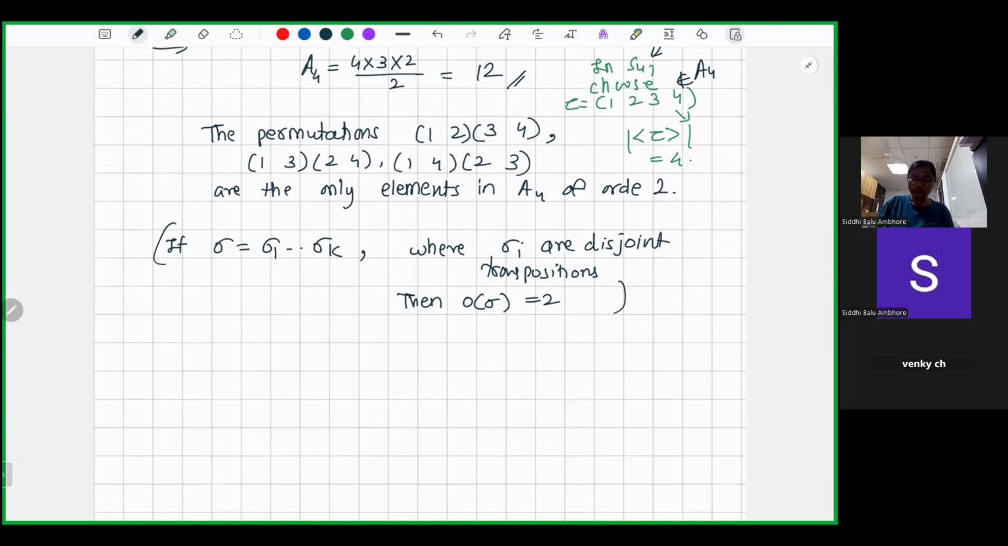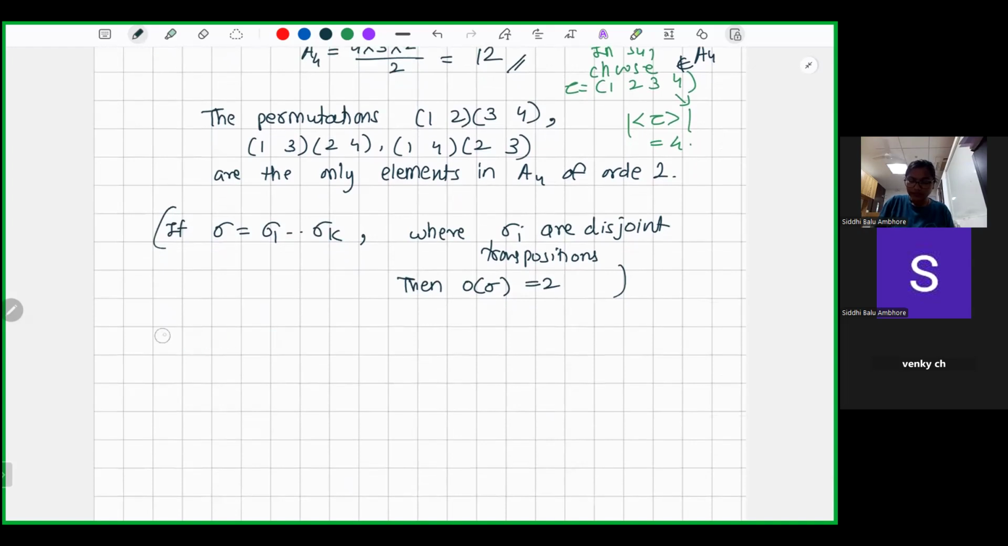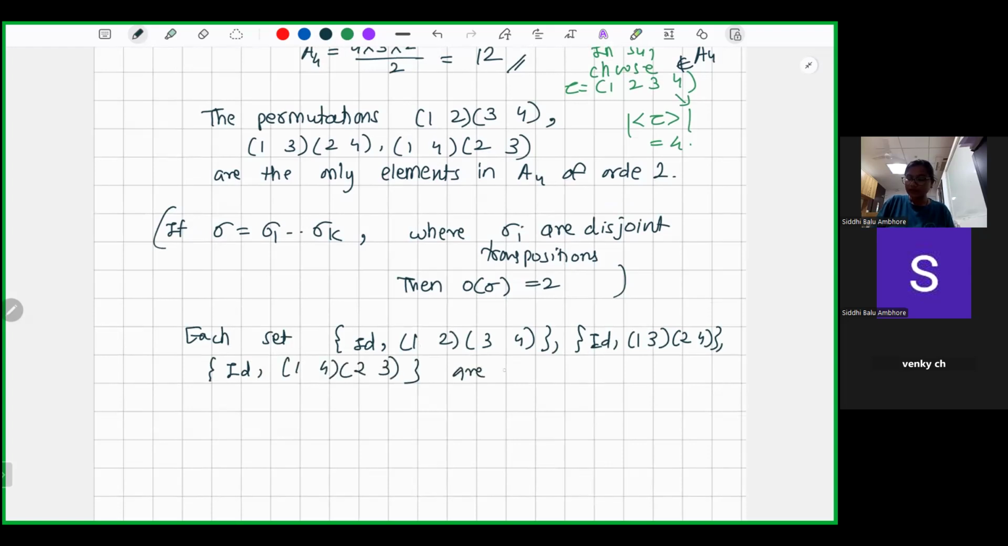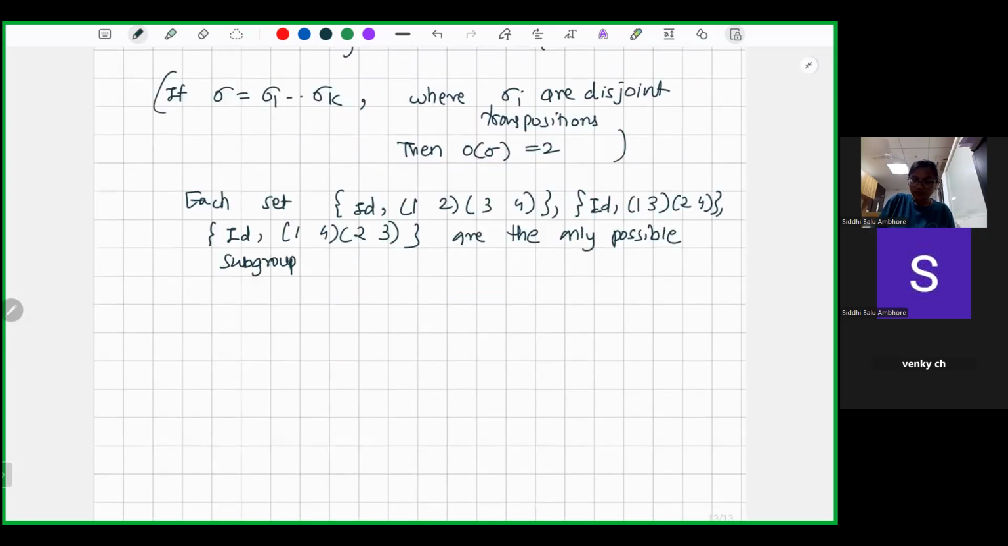And each set, this identity permutation and every element, 1 2 3 4, identity with this 1 3 2 4 and identity with this 1 4 2 3, are the only possible subgroups of order 2 in A4. Okay.